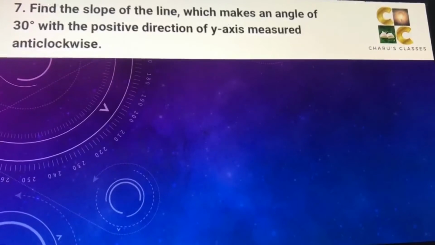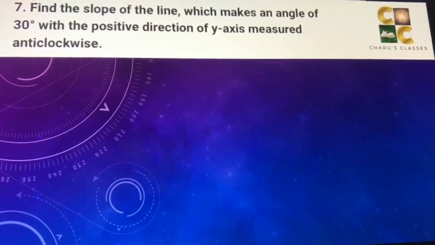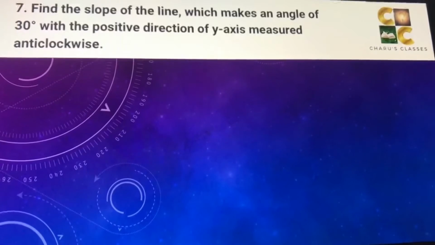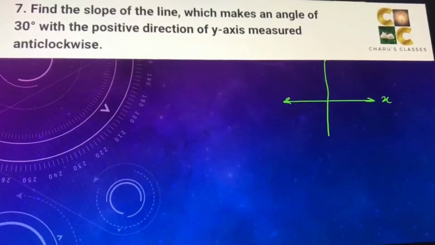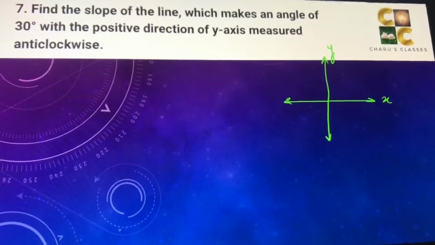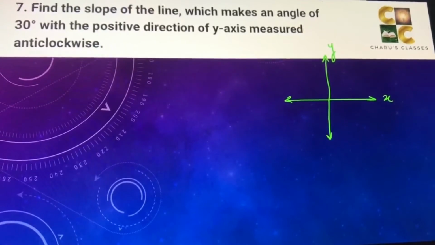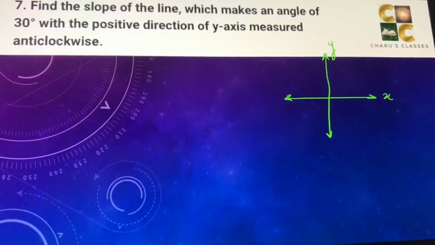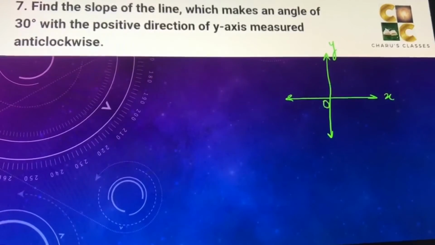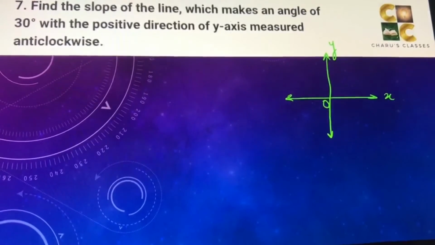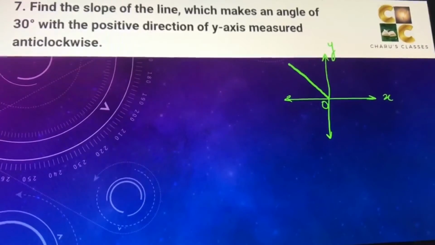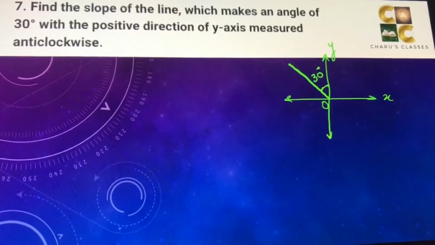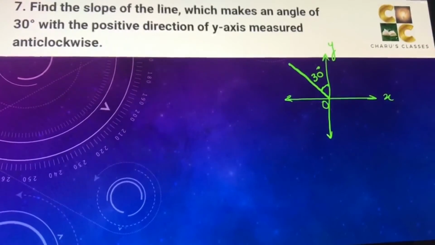Question number 7. Find the slope of a line which makes an angle of 30 degree with the positive direction of y-axis measured anti-clockwise. So let's first make the x and y axis. Now there is a line which is making an angle 30 degree with the positive direction of y-axis. So origin के ऊपर जो y-axis है, that is the positive direction of y-axis, and suppose this line is like this, and here it is making 30 degrees angle. This is given in the question.